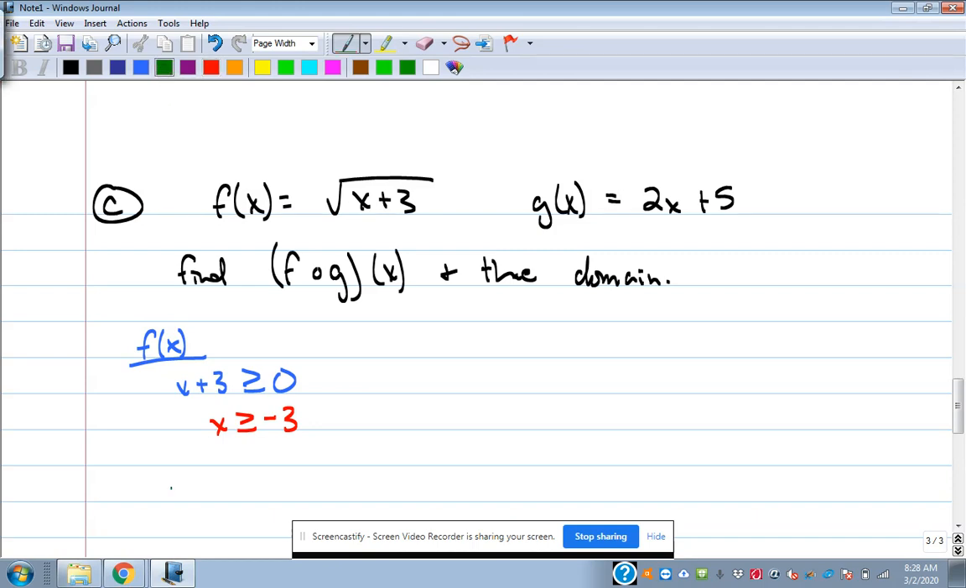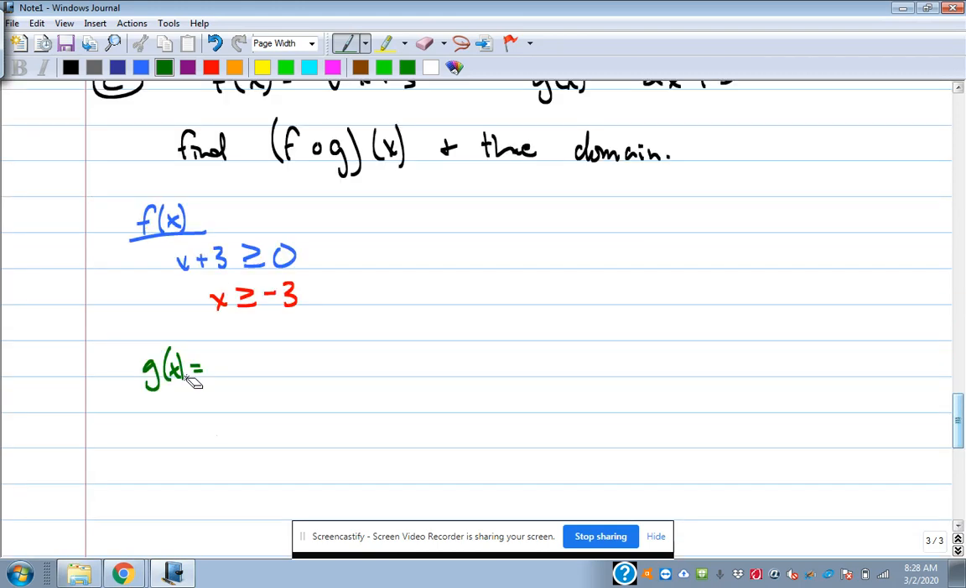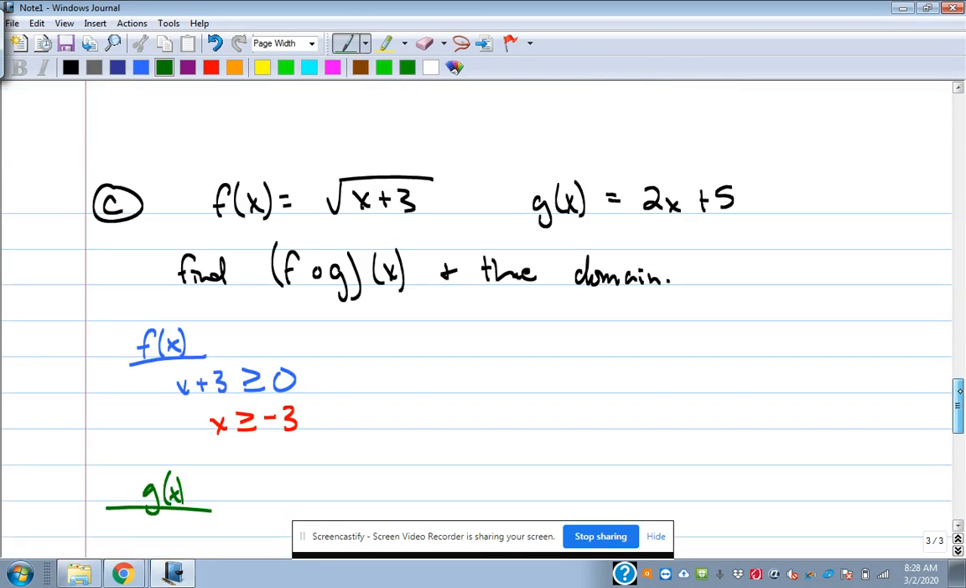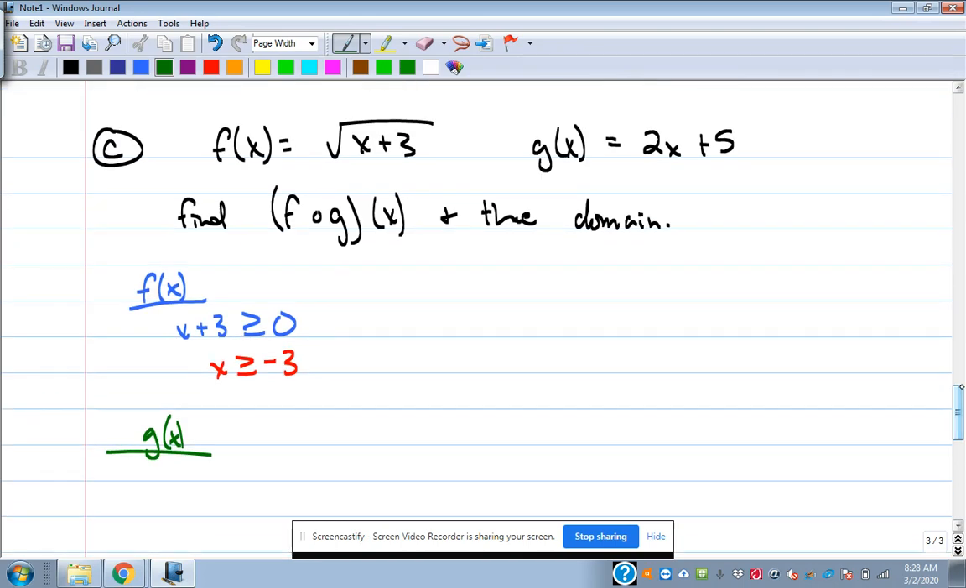Then let's find the domain of g of x. They're nice to us on this one. G of x was a nice linear function. Are there any restrictions on g of x? None.